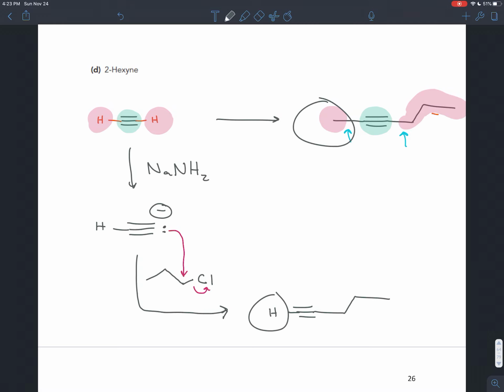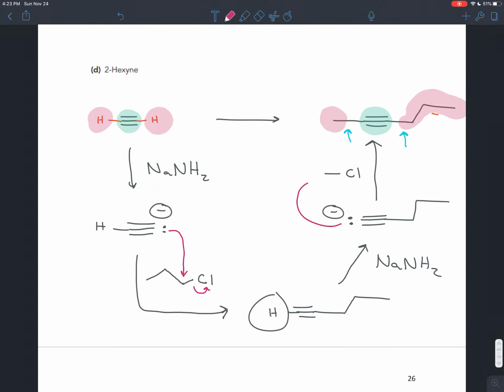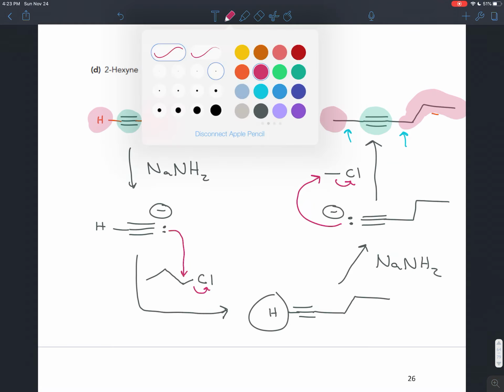To do that, we have to rip the hydrogen off first. We do that by adding sodium amide. That strong base steals the hydrogen, and now we have this carbon nucleophile. All we have to do to get our final product is to take the carbon chain that we want, and here it's a methyl group, and just add it to some sort of a leaving group. Then the nucleophile swoops in, attacks the carbon, and kicks the chlorine off, leaving you with your final product.